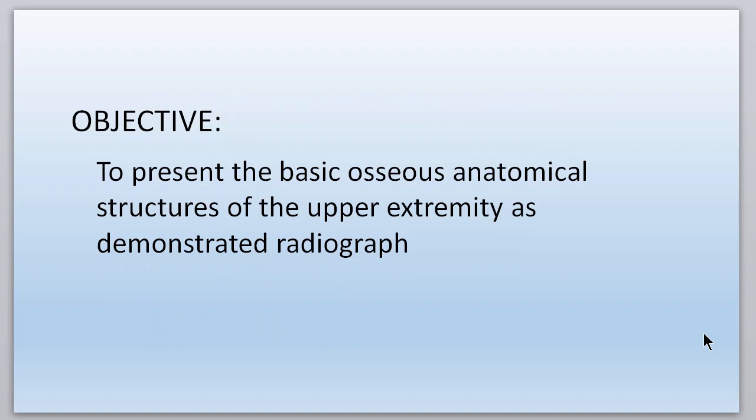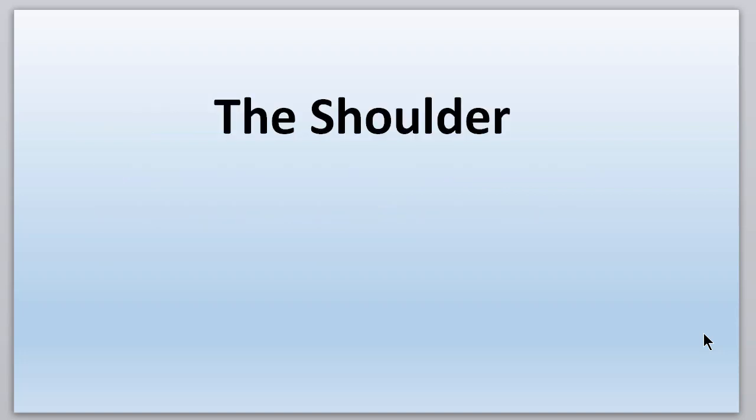The objective is we're going to show you the basic anatomical structures of the upper extremity as demonstrated on a radiograph. What's a radiograph? Commonly known as an X-ray, although we don't call it an X-ray because X-rays are those ionizing radiation forms floating through the air, and we don't really hand people and look at those. We look at radiographs, so it's better to say that. So let's start with the shoulder.